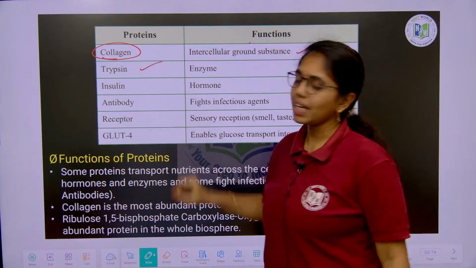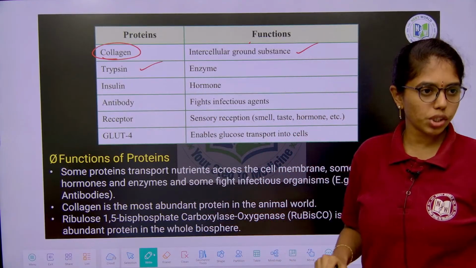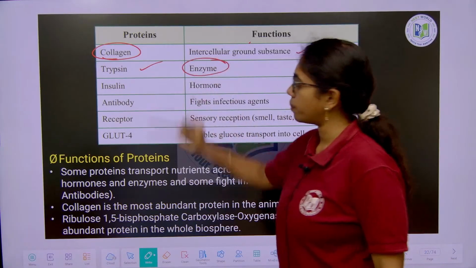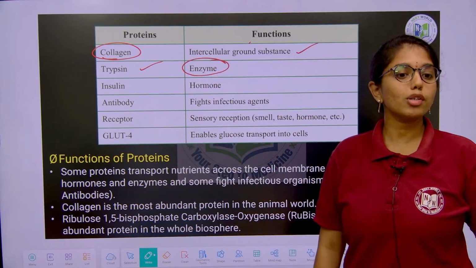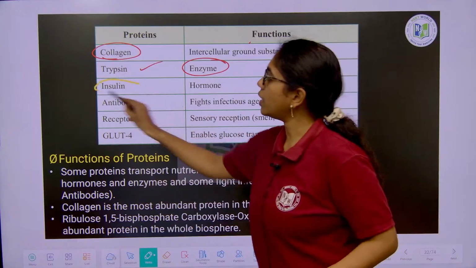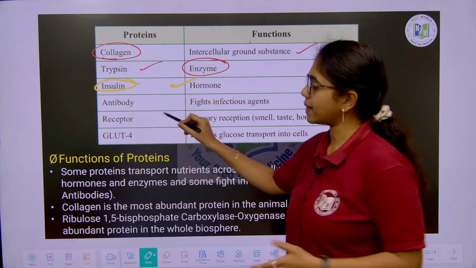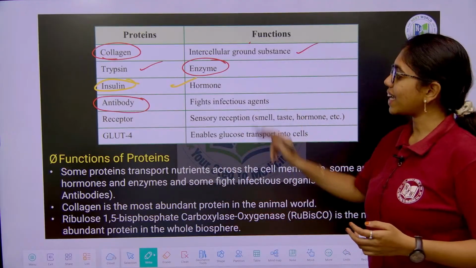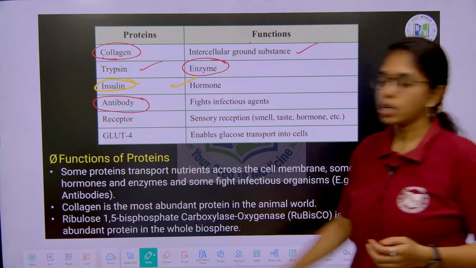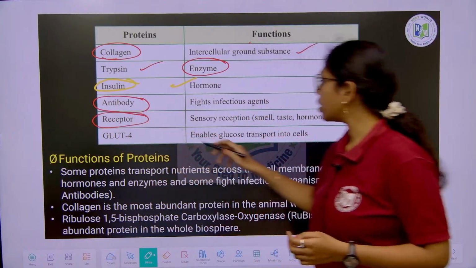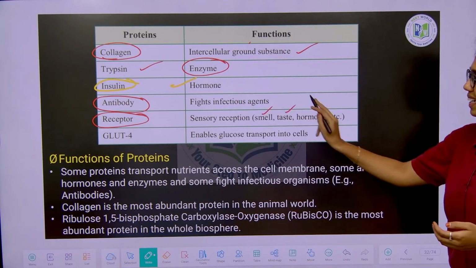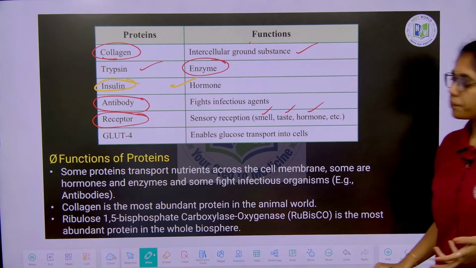Trypsin, there are many enzymes which are proteinaceous in nature. Enzymes are proteinaceous in nature. One example given here is trypsin, which is an enzyme. Hormones are proteins. Insulin is a hormone, for example. Antibodies are again proteins. They fight against infectious agents. Receptors are proteins which sense the reception like smell, taste, hormones, etc.